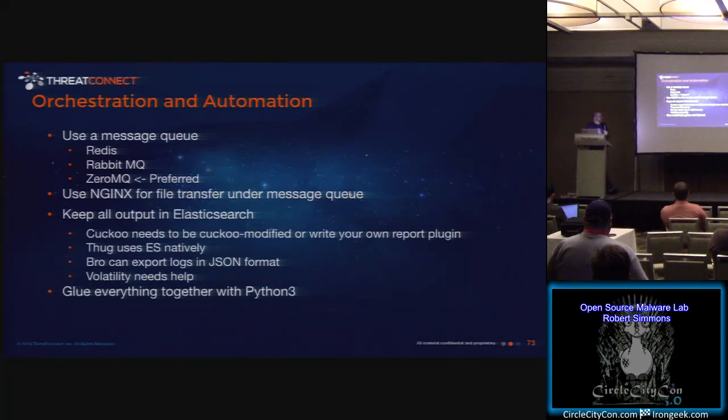Each one of these tools has a way to talk to Elasticsearch. So with Cuckoo, you would use Cuckoo Modified, or you write your own report plugin. Thug has Elasticsearch native output. Bro can export logs, like I said earlier, in JSON format. Also, with Volatility, there's a way to have it create JSON format output for each one of the tools. So all of these can go directly and speak JSON to Elasticsearch. I glue everything together with Python 3. I prefer 3 over 2.